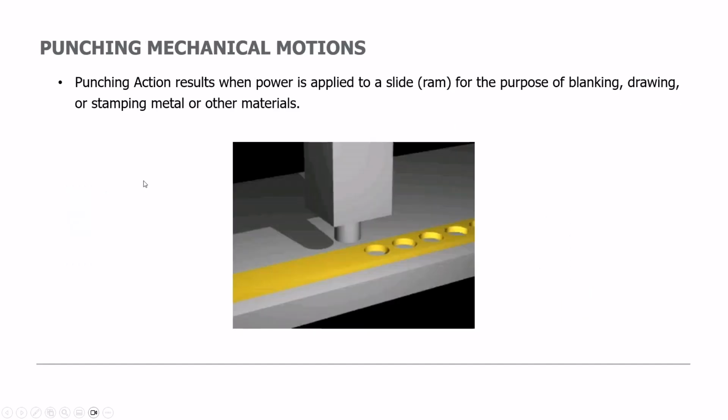Here's an example of a punching mechanical motion. Punching action results when power is applied to a slide ram for the purpose of blanking, drawing, or even stamping material or other types of materials that you may find. Normally there's one specific type of die setting, and it just continuously cuts out or punches out that particular product, and that's what they call a punching mechanical motion.